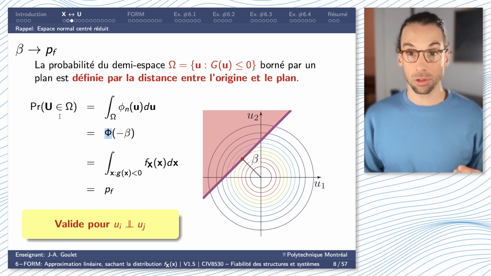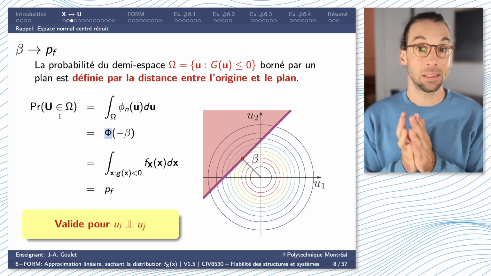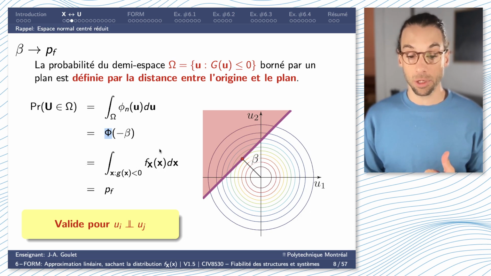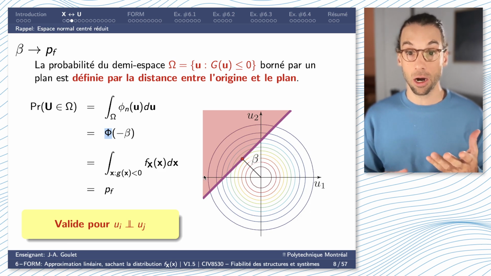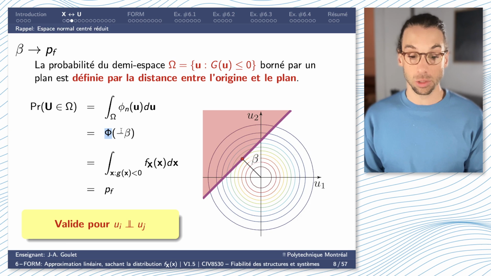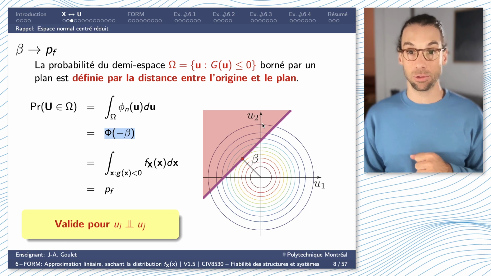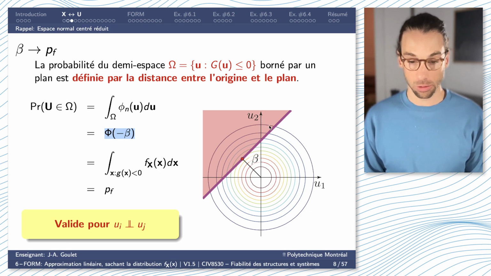This integral, which corresponds to my probability of failure, is entirely equal to what I would obtain by integrating in the original space. But integrating in the original space is extremely hard. Whereas if we can transform to the standard normal space, we can simply evaluate this quantity, which at the end only involves computing the distance between the origin and the plane, which will give us a very good approximation of our integral. Keep in mind, in the standard normal space, this is valid for ui independent of uj, meaning that we're in the independent standard normal space, free from correlation.